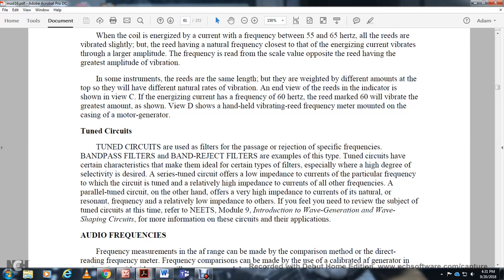Are your tuned circuits filters, with a passive rejection of a special frequency band, a pass filter, a band rejection filter? An example of this type of tuned circuit is used to make a certain type of filter, especially one with a high degree of selectivity desired. The series tuned circuit has low impedance to the current at the particular frequency.